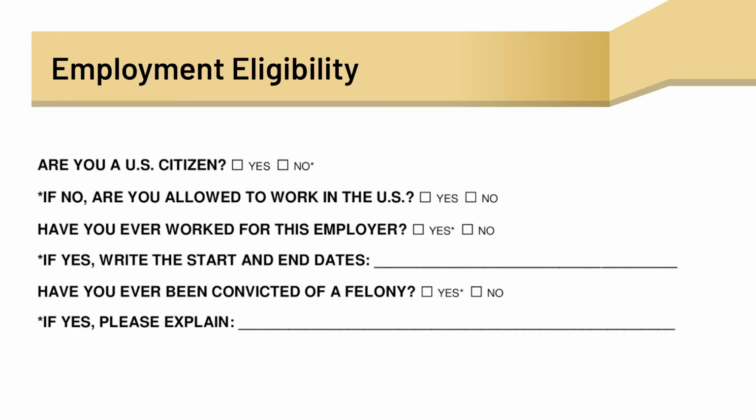This section asks several questions about the applicant's employment eligibility. Some questions you may encounter are: are you legally eligible to work in the United States? Have you ever worked for this employer? If yes, you will be asked to provide start and end dates.